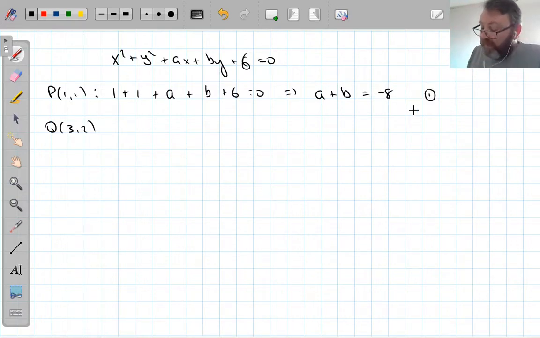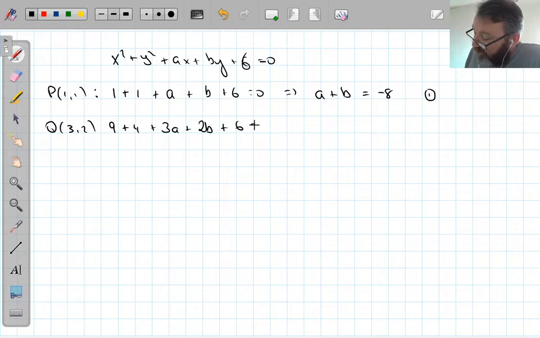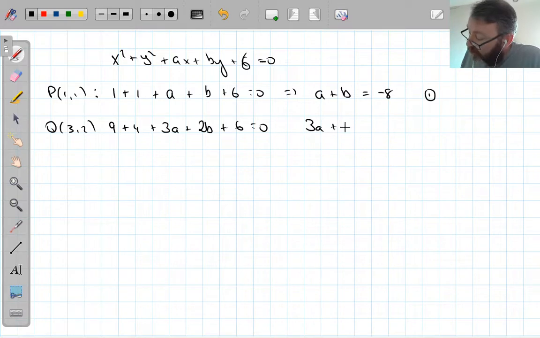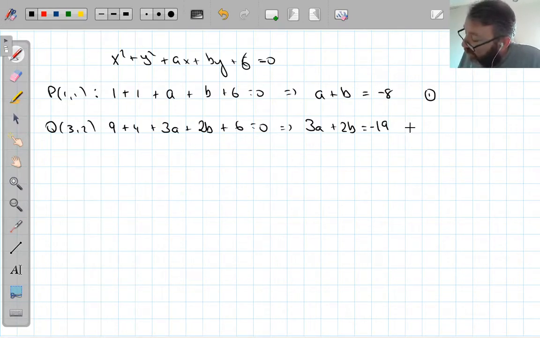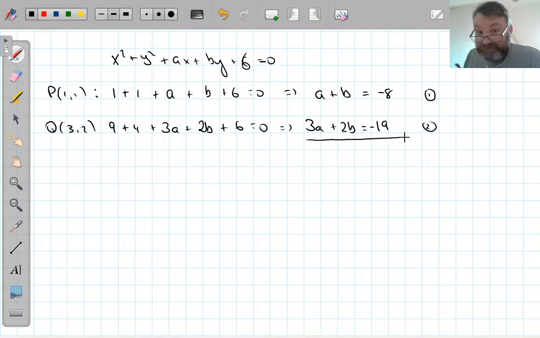I need to get one more equation in a and b, so I'm going to do the same with 3 and 2. 3 in there, that gives me 9, plus 2 squared is 4. 3 goes in for x, that's 3a. 2 goes in for y, that's 2b, plus 6 is equal to 0. So that gives me another equation: 3a plus 2b is equal to, now 6 and 9 is 15 and 4 is 19. So we bring that across and it becomes minus 19. So they're the two equations I'm going to use, and I've got to solve these simultaneously.